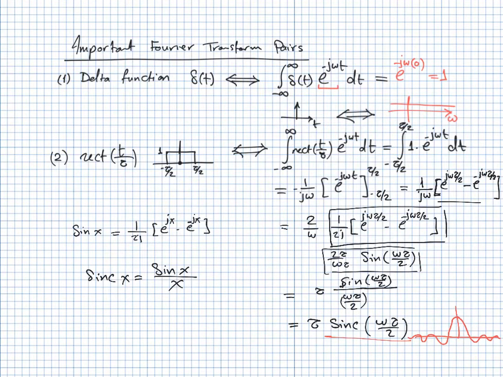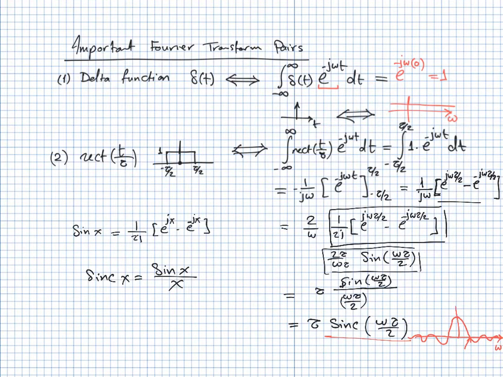When omega tau divided by 2 is equal to pi, sine pi over 2 is equal to 1, and sine pi is equal to 0. So if this is my omega, my frequency, this point is going to be such that omega tau divided by 2 is equal to pi.